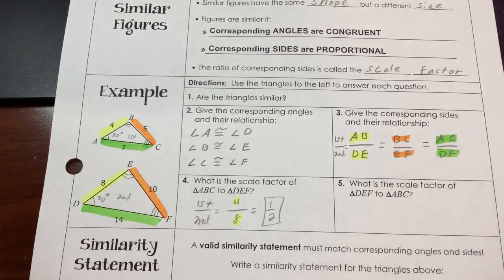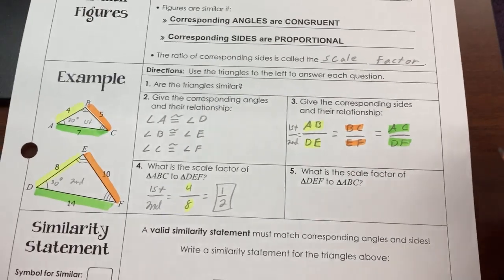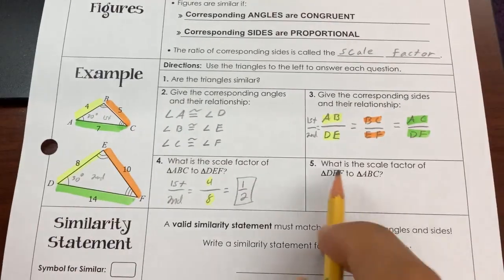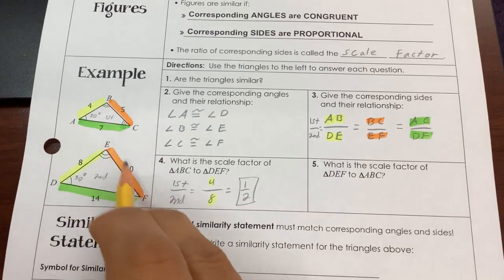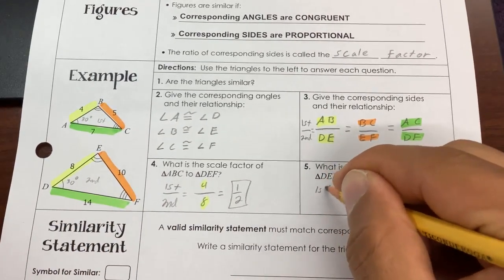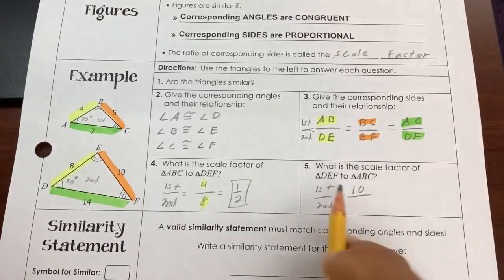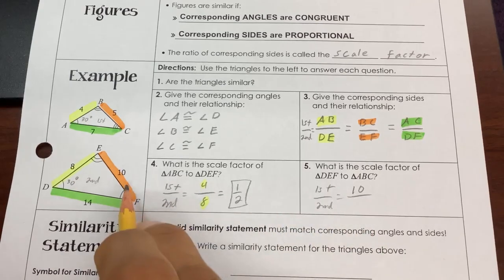Okay, what if we're going in the opposite direction? Well, if we're going in the opposite direction, scale factor, let's choose different numbers. I'm gonna start with DEF, so I'm gonna start with 10 this time. So 10 becomes 5.